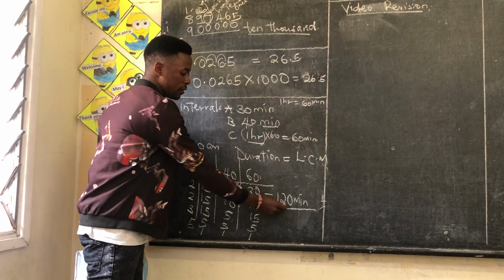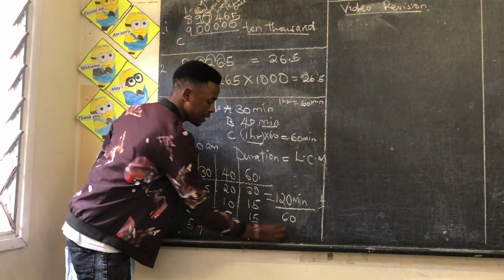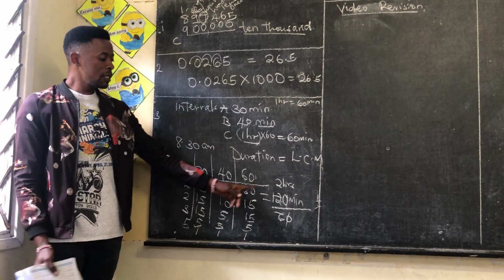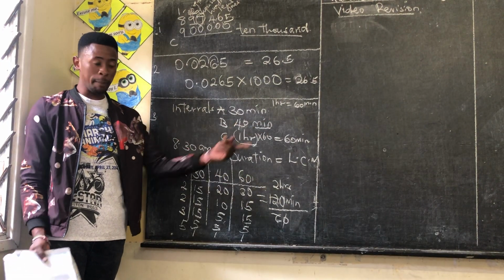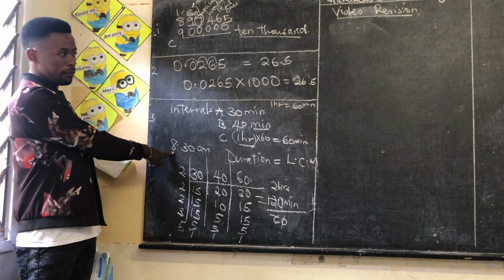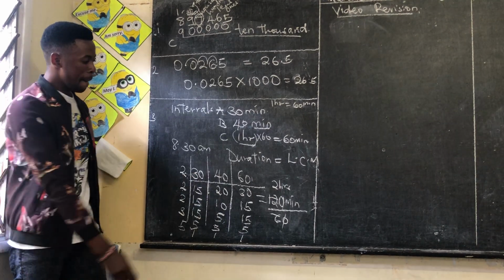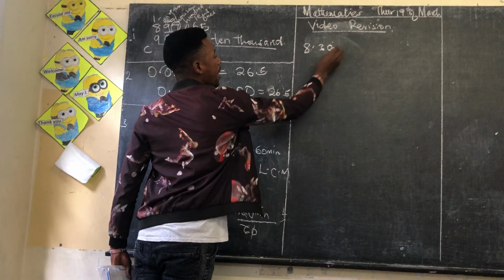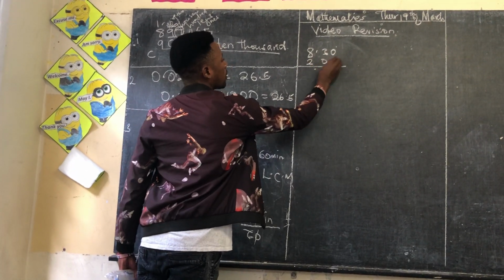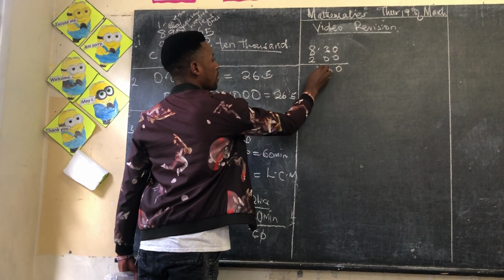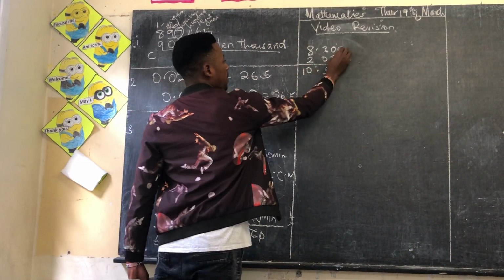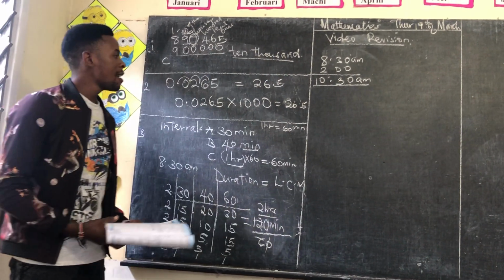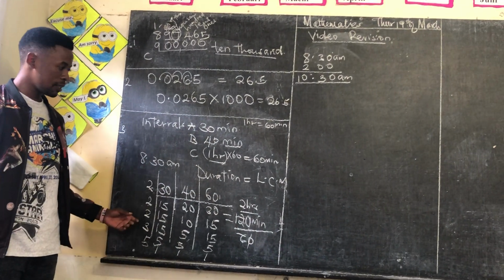If you convert this into hours, you divide by 60, that gives you 2 hours. So they will take 2 hours to ring together again. If we consider the previous time they rang together at 8:30, we add 2 hours. 8:30 a.m. plus 2 hours gives 10:30. Remember this is in AM, so they will ring together again at 10:30 a.m. I hope that is understood.